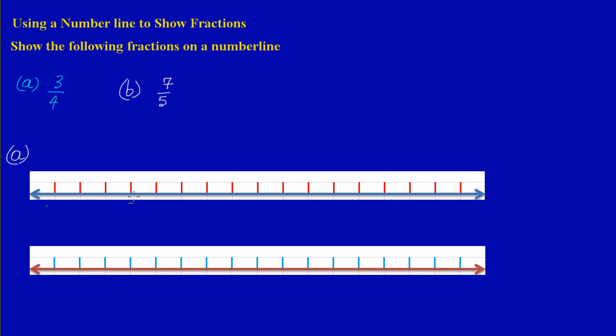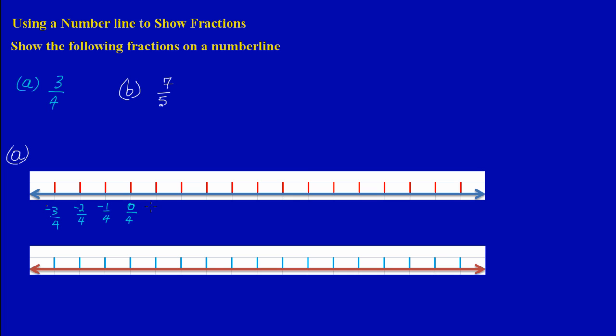We start by labeling a point 0. This point here I'm going to label 0, and this is really 0/4, because if you notice, in my denominator I have a 4. Going to my left, I would be decreasing by 1 unit, so this would be -1/4, this would be -2/4, and this would be -3/4.